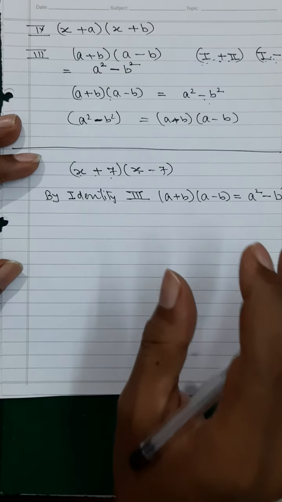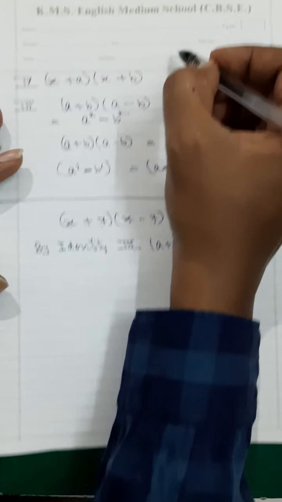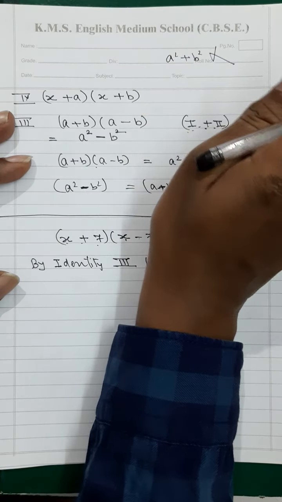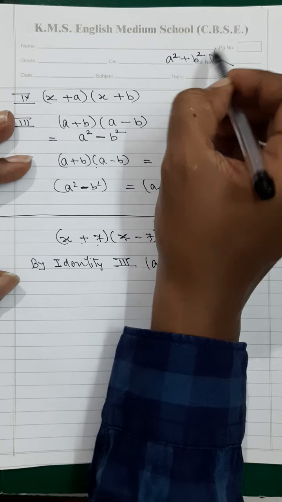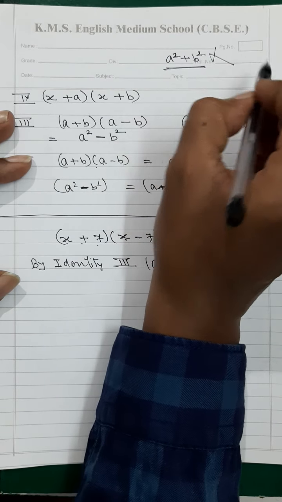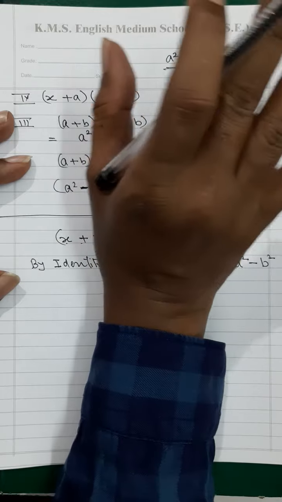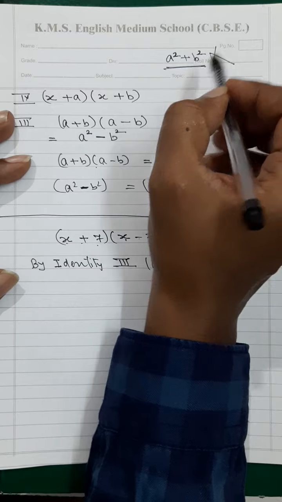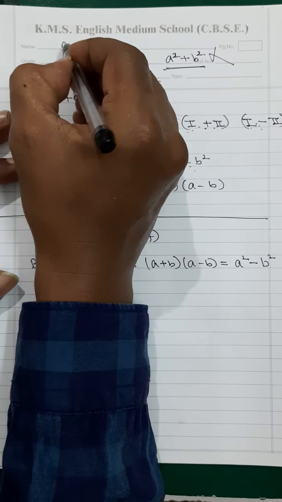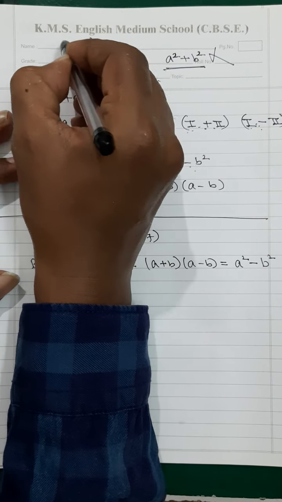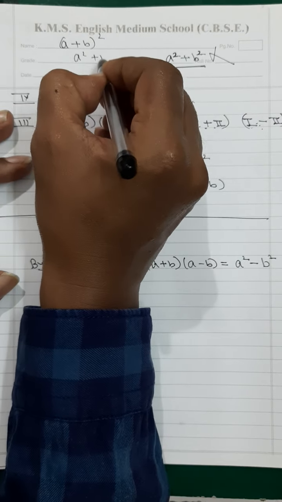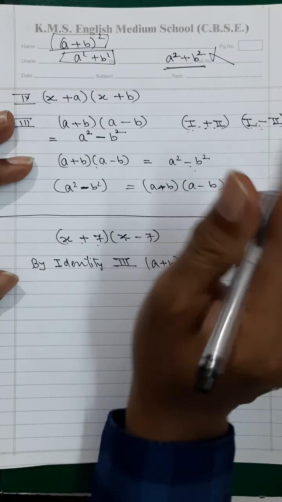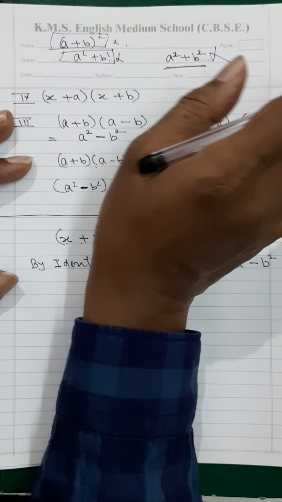Remember, my dear students, it is always a square minus b square. For a square plus b square, there is no identity. No identity is available for a square plus b square. When a question comes like this, a square plus b square, you can't solve it further. You just have to leave it where it is. Okay. And remember, there is a big difference between a plus b the whole square and a square plus b square. These are two entirely different expansions. You are not supposed to say they both are equal.